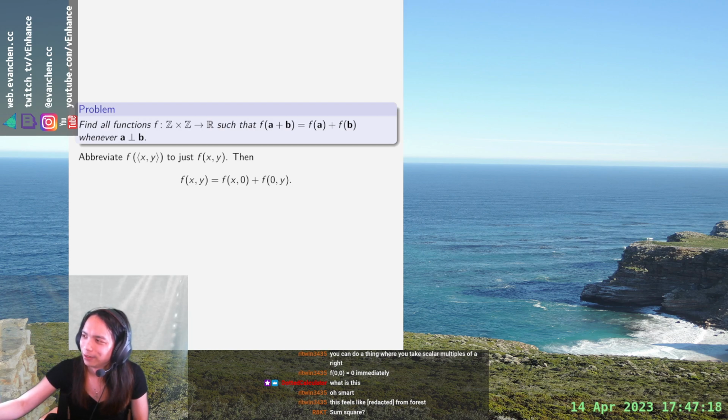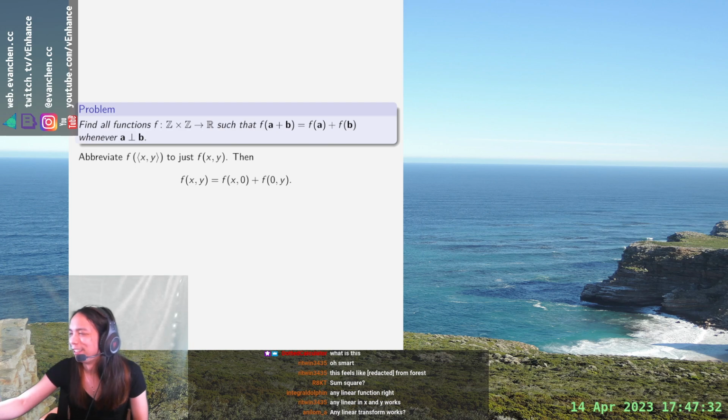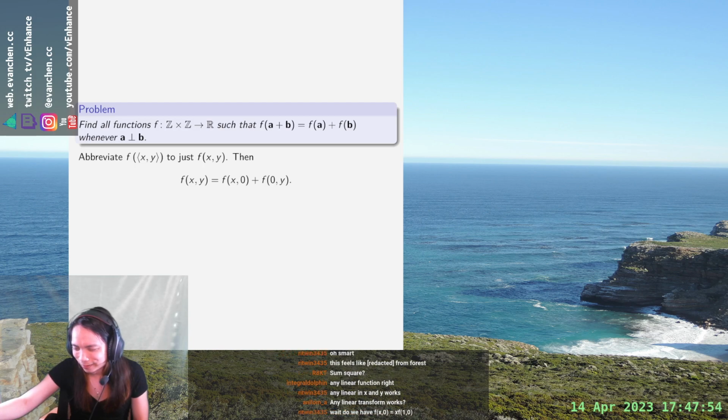Actually, that's a bad sign. If that works, then projection onto any axis will work, right? Wait, hang on. That doesn't even require the perpendicularity, though. Oh, hold up. Okay, so for any fixed vector, the dot product against that vector just works, period. Yeah, anything linear works. Okay, fine. There's gotta be more, right? Is there more than that?